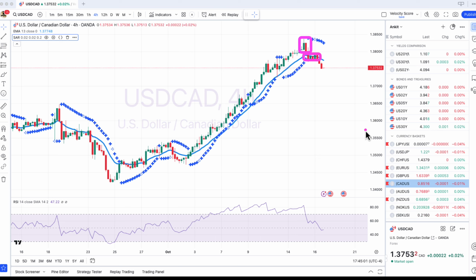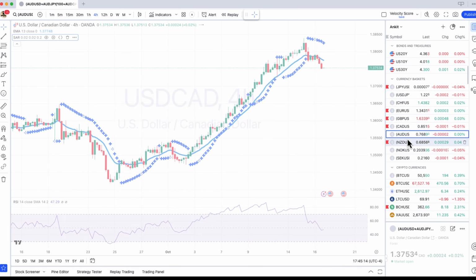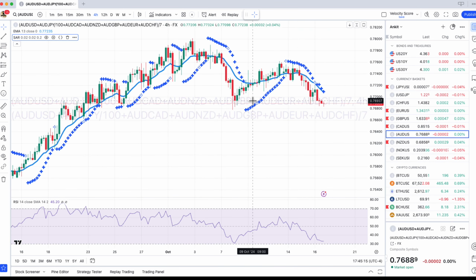And it doesn't matter what we think about CAD. It doesn't matter what our outlook is. In that shorter term, you can see that the CAD is gaining, especially against the USD as well. And if you take a look at the weak currencies, like Aussie is the one that's continuing to be weak here.